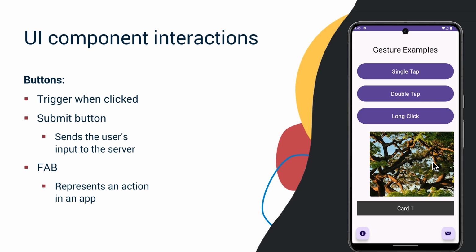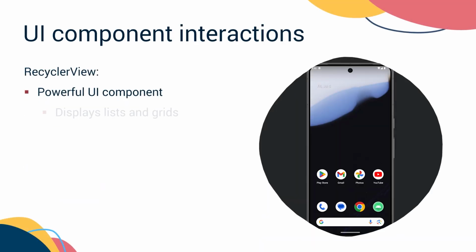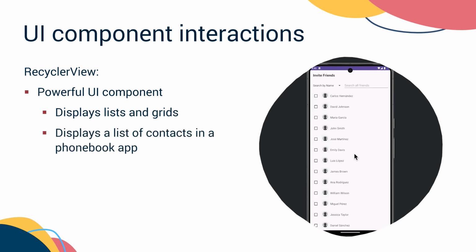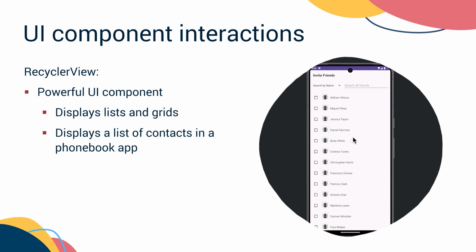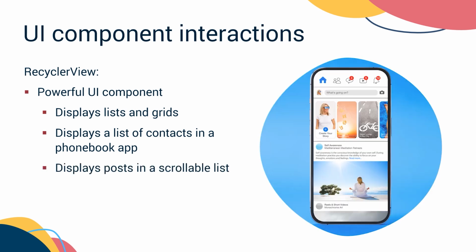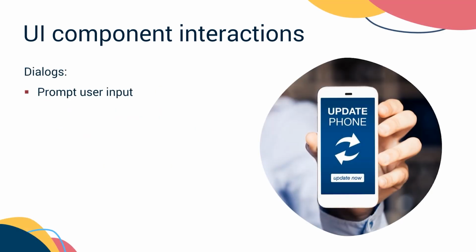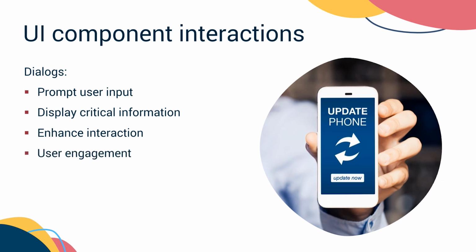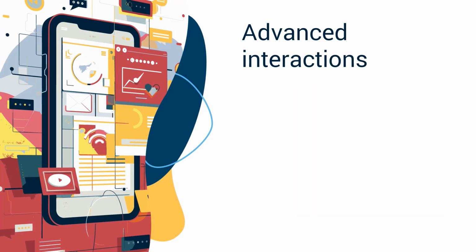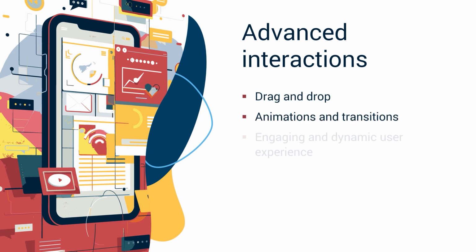Recycler View is a powerful component to display lists and grids efficiently. It allows you to display a list of contacts in a phonebook app, where each item can be clicked on to view details. In social media apps like Instagram or Facebook, Recycler View displays posts in a scrollable list where each post can be liked or commented on. Next, dialogues prompt user input or display critical information, enhancing interaction and user engagement. Android also offers several advanced interactions, such as drag and drop, animations, and transitions, which create an engaging and dynamic user experience.